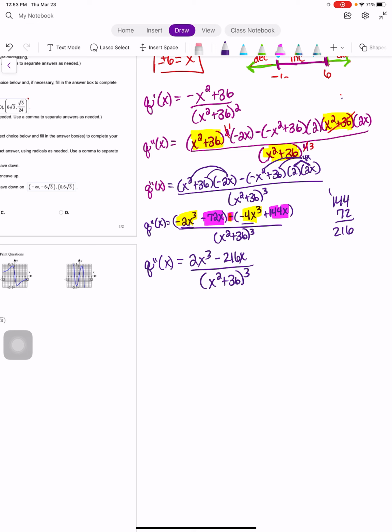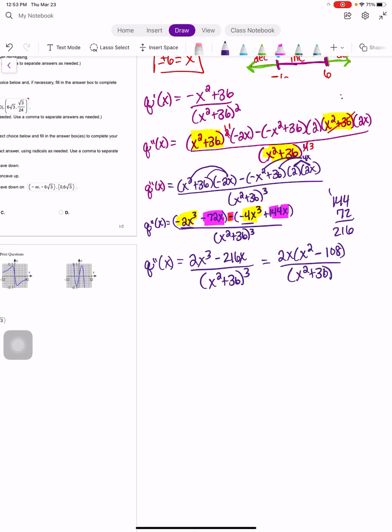And so once we get to this step, I can take this a bit further. I can factor out that greatest common factor in that numerator. I see that both 2x cubed and 216x are both divisible by 2x. And so that will leave me with x squared minus 108. And then we're going to leave that denominator the same.